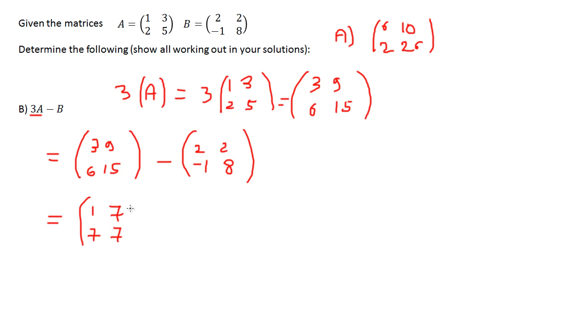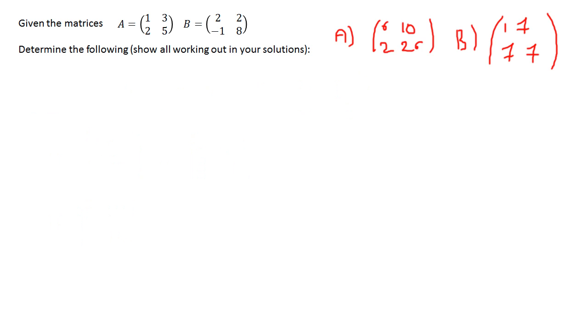So that means that B is 1, 7, 7, 7, and we're going to add that to our answers up here. So B is 1, 7, 7, 7. And this was part B.